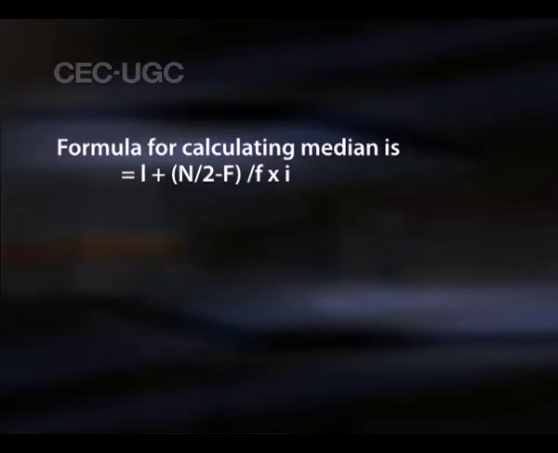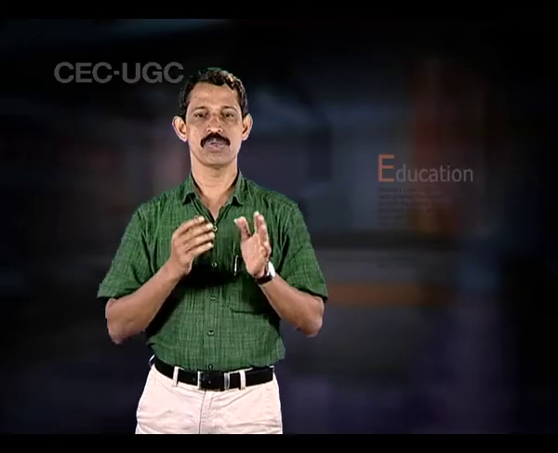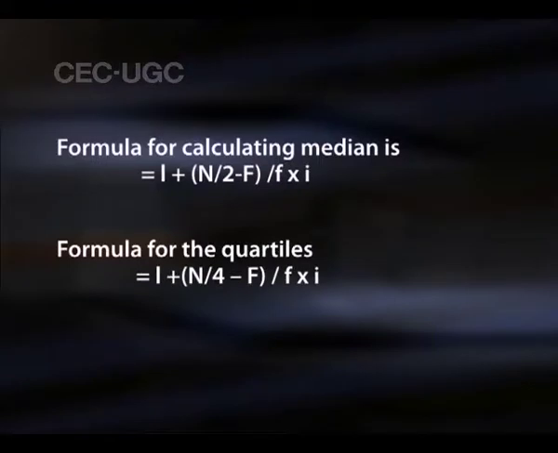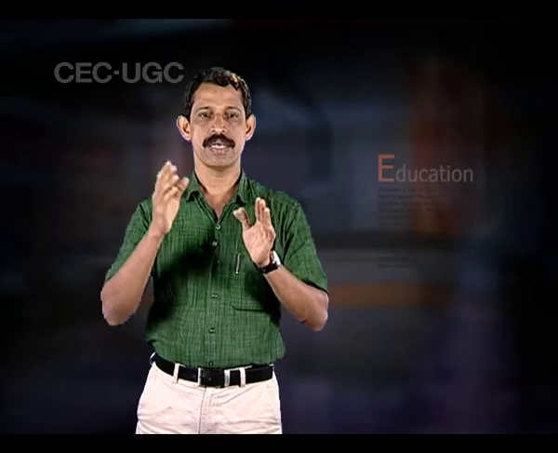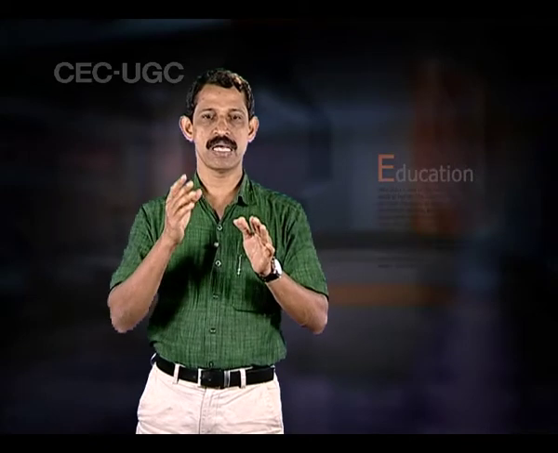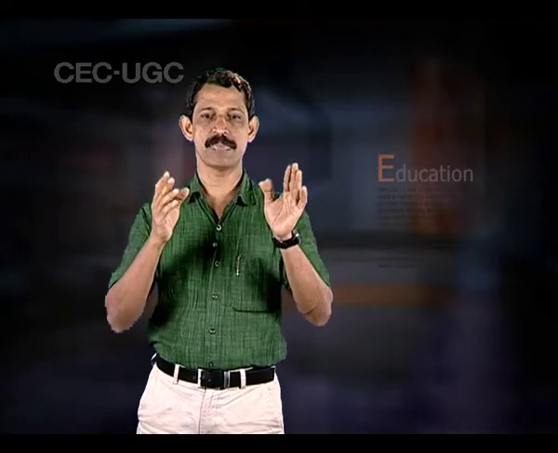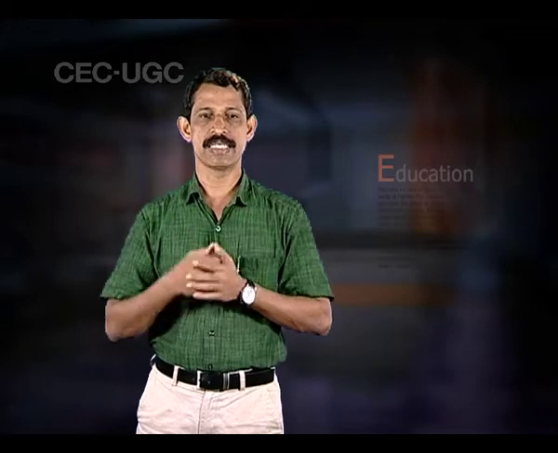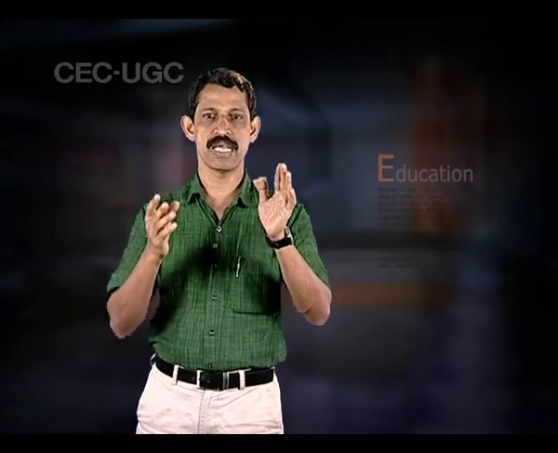You will recall that the formula for calculating median is L plus n by 2 minus capital F divided by small f into i. You also recall the formula for the quartiles, that is L plus n by 4 minus capital F divided by small f into i. You can see that they are almost the same. The formula for calculating the percentiles is the same and it is an adaptation of the same formula. It is used for specific percentile points.